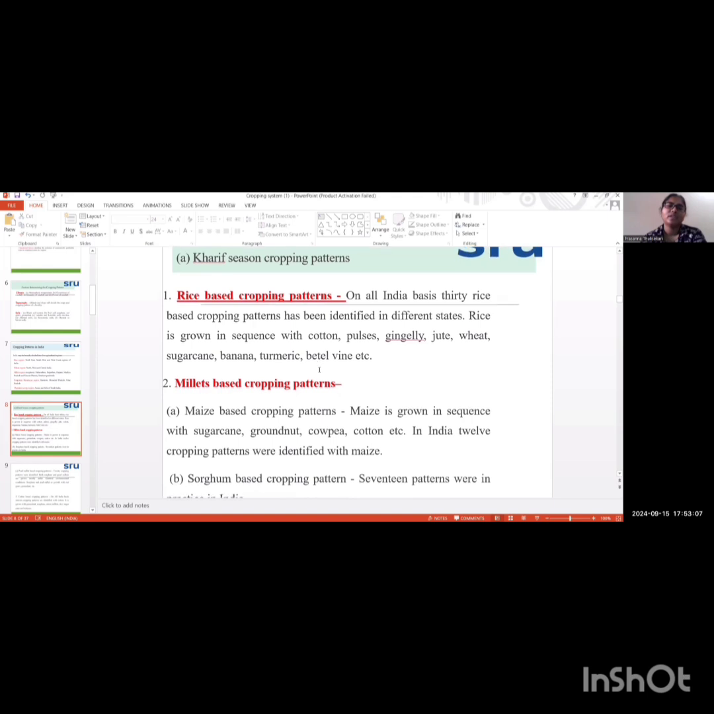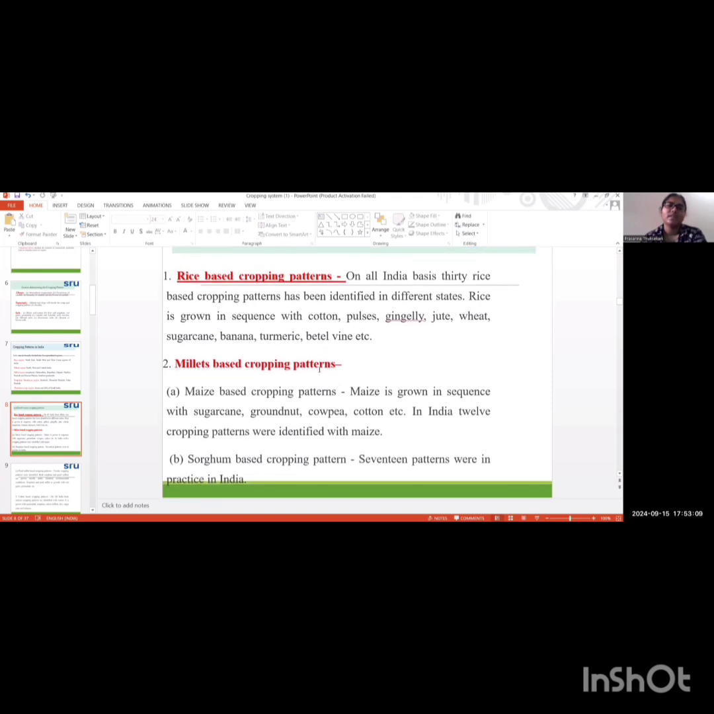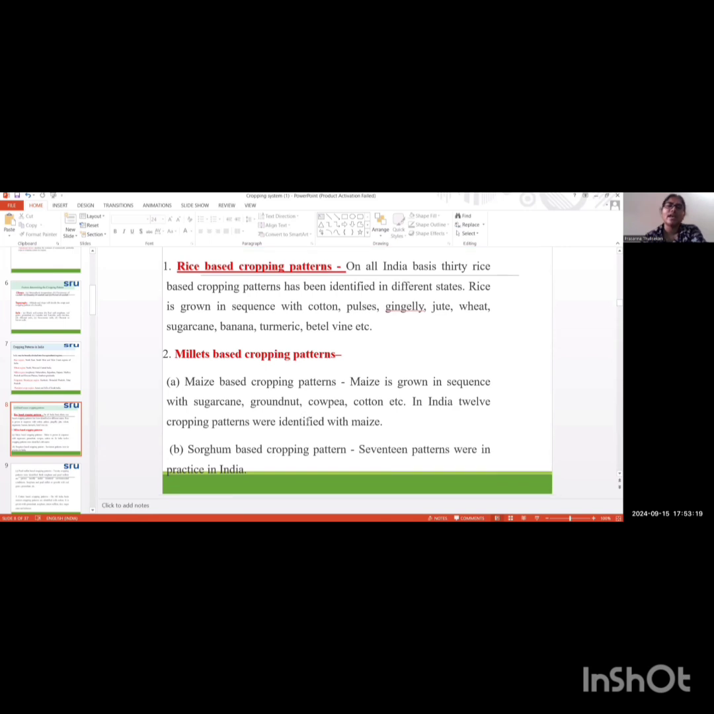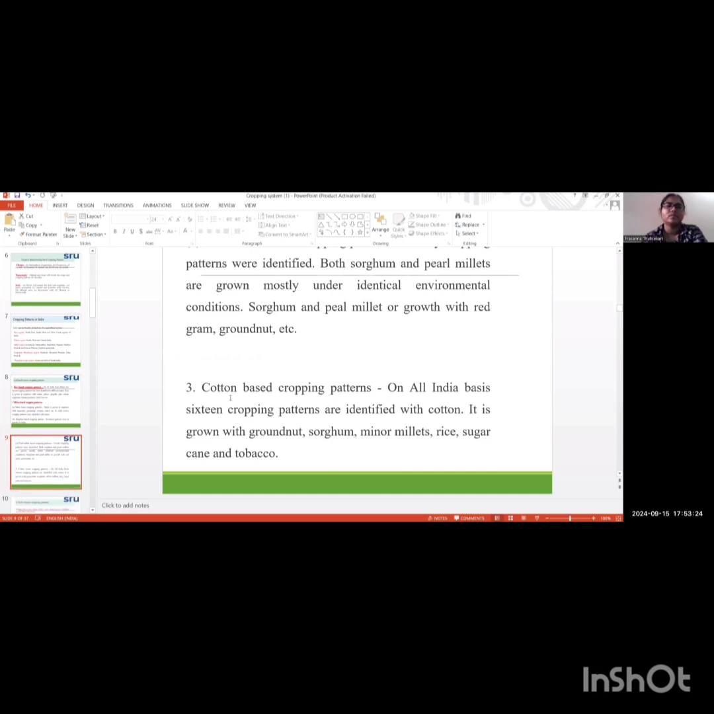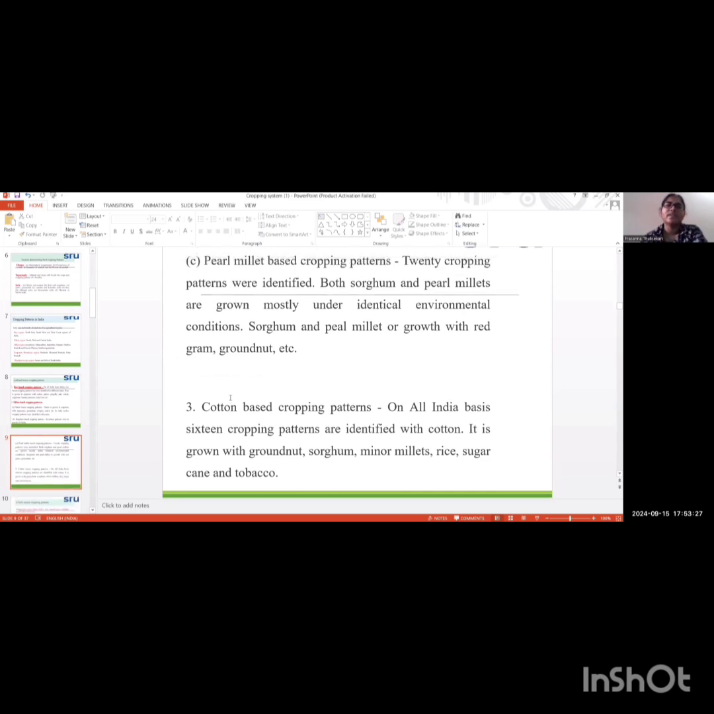And millet-based cropping system. First is maize-based cropping system. Maize is grown in sequence with either sugarcane, groundnut, cowpea, cotton, and in India, 12 cropping systems were identified with maize. Sorghum-based cropping systems, 17 patterns are in practice in India. And pearl millet-based cropping systems are 20 cropping systems. Both sorghum and pearl millets are grown mostly under identical environmental conditions, and sorghum and pearl millet are grown with red gram or else groundnut.